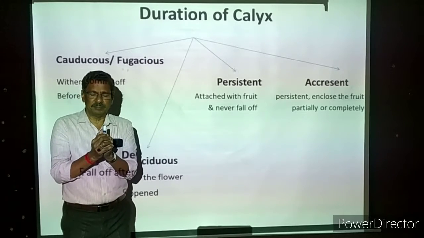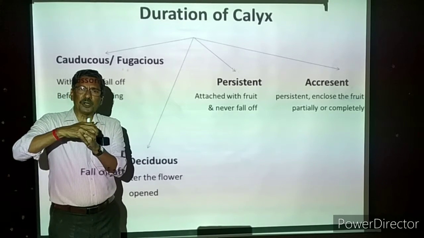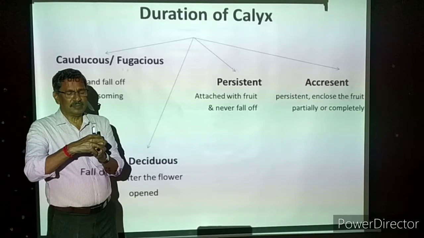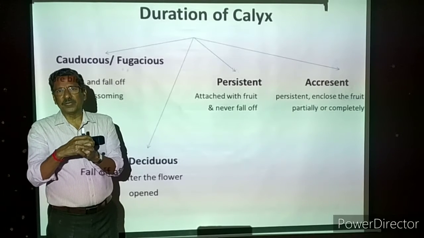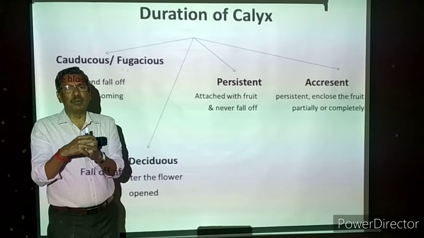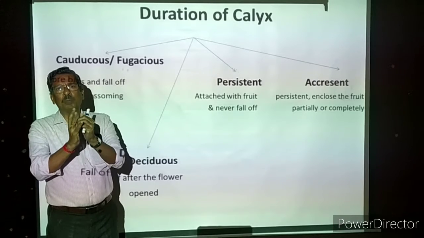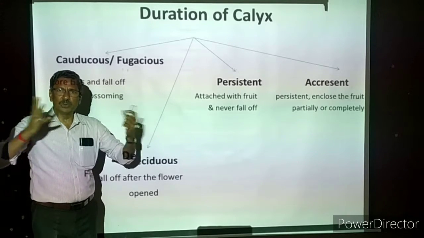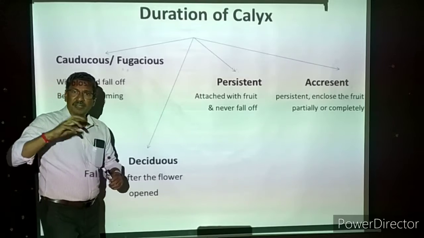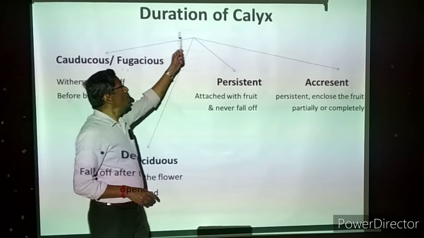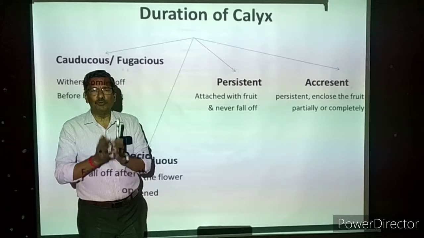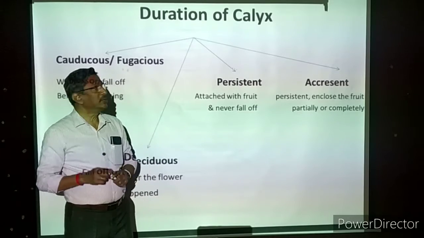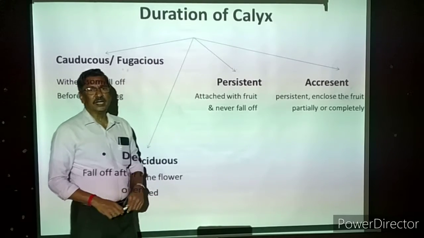Now we are coming to the duration of calyx. The bud is there. During bud condition, the calyx is protecting all the inner parts of the flower. After a period of time, in proper season, with normal temperature, the bud is opening into a flower. The flower is opened very well. After the flower is opened, how long is the calyx living with the flower? You have to say. That is called the duration of the calyx.